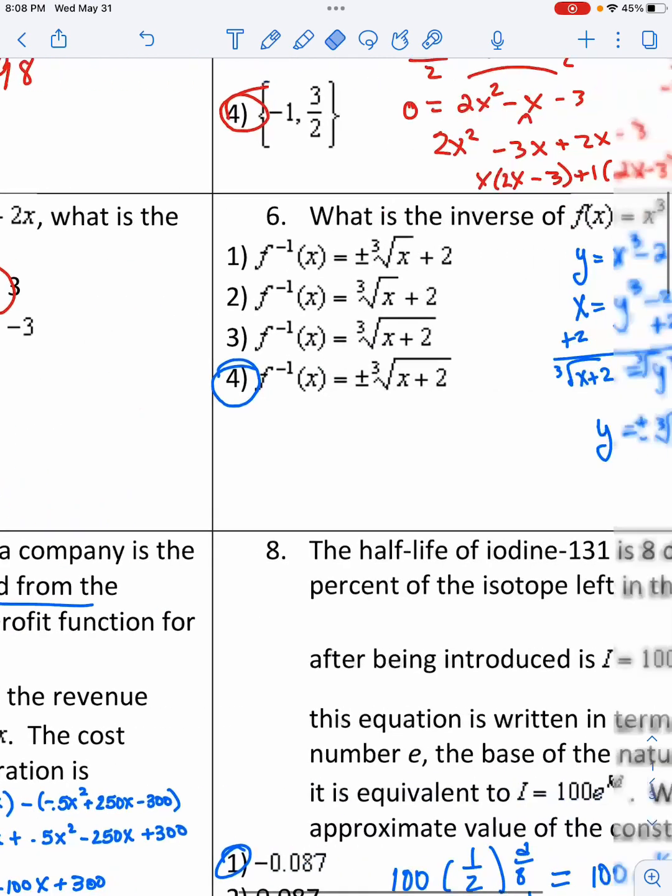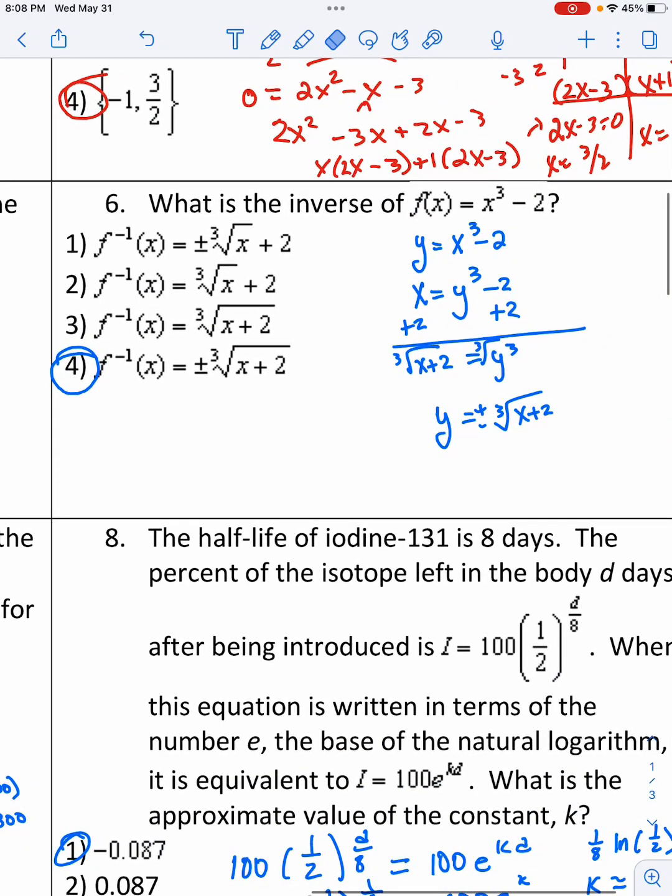Okay, next one. Okay, inverse. So for inverse, we're going to change f of x to y. We're then going to flip the x and the y. So x equals y cubed minus 2. Now we're going to solve for y. So add 2 on both sides. We get x plus 2 is equal to y cubed. We're going to take the cubed root on each side.